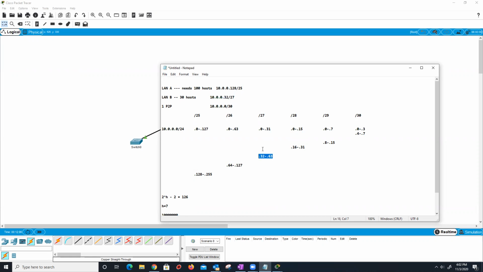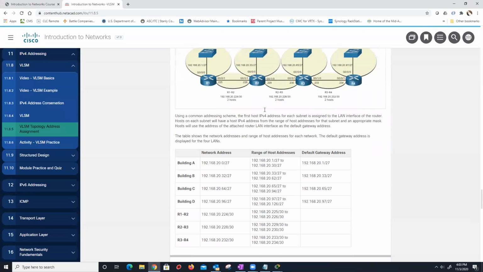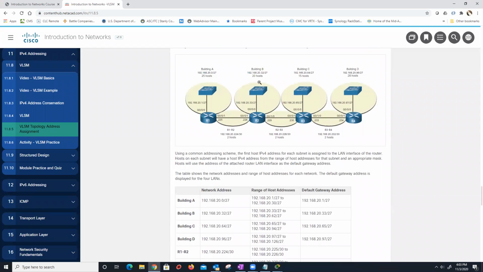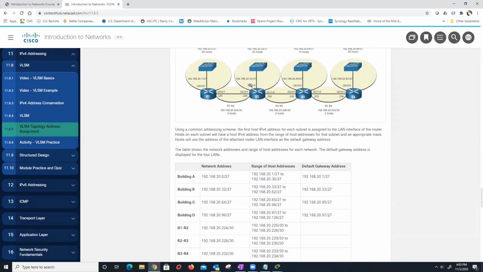Okay, so does that make sense? You're seeing we're just subnetting a subnet. And the beauty of it is we pick and pull the pieces to match whatever our host network sizes are, which is really nice.